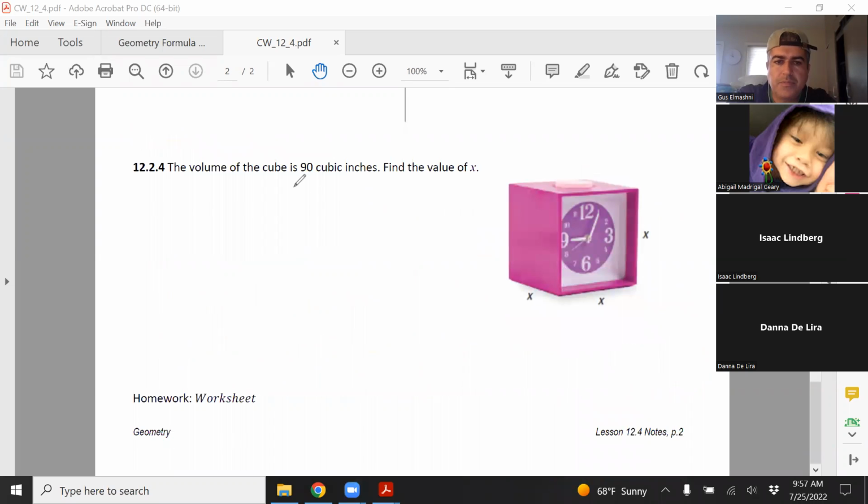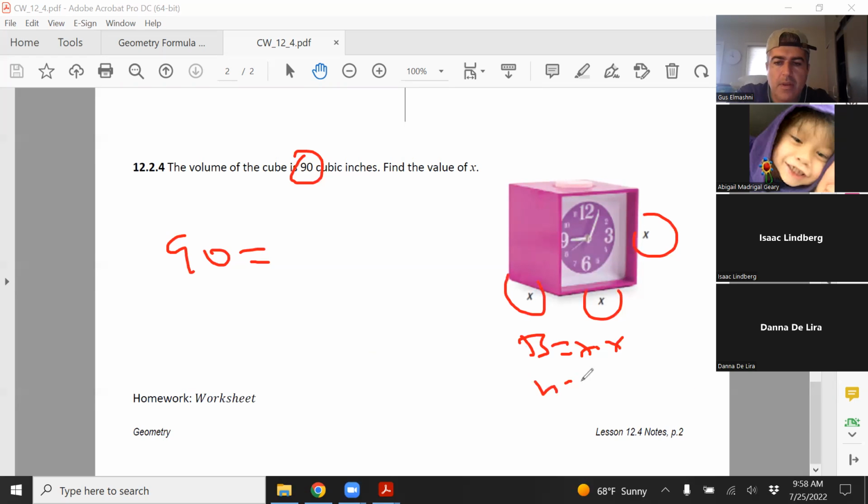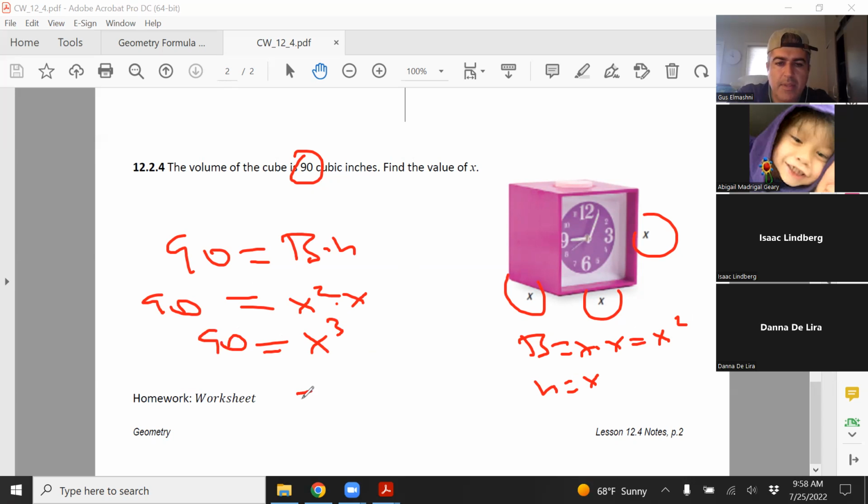In this one, you're told the volume is 90. You have X, X, and X. So your base, your height's X. So base is X squared. This X to the 3rd power equals 90. So it's the cube root of 90.